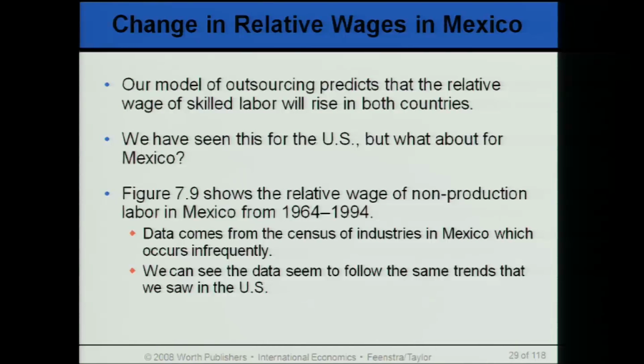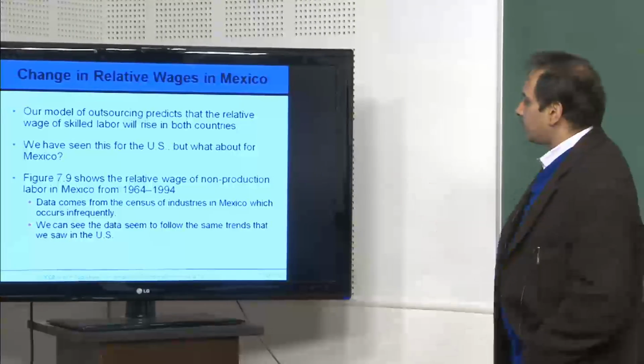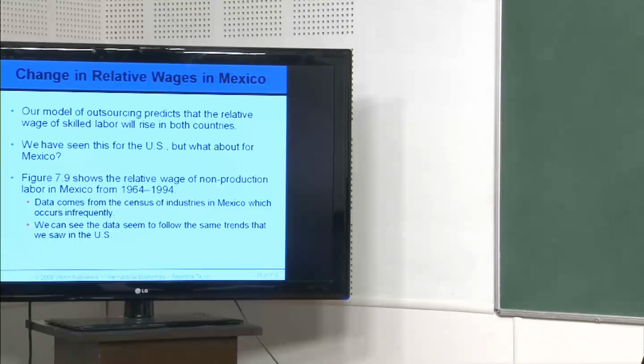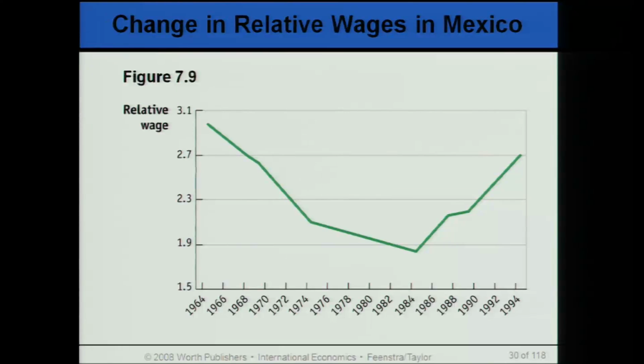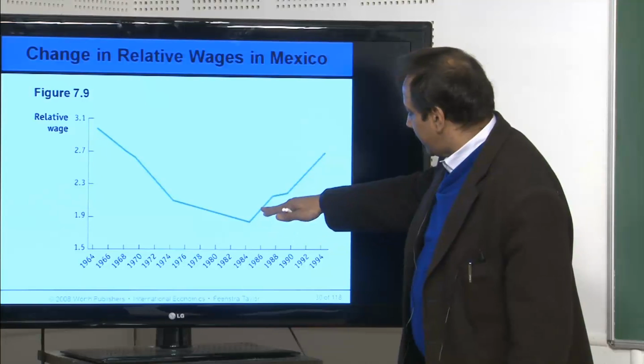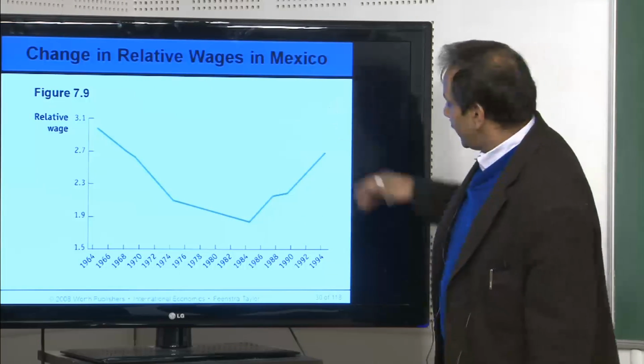Now when you talk of manufacturing outsourcing, it is interesting to look at the case in Mexico. What happens to the relative wage of non-production labor in Mexico from 64 to 94? The data comes from the census of industries in Mexico, which occurs infrequently. We can see that the data seem to follow the same trends that we saw in the United States. If you look at the relative wage rates in Mexico, you can see that from 64 it went down till 84, and then subsequently it rose.